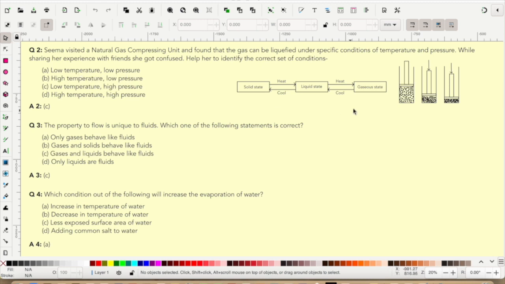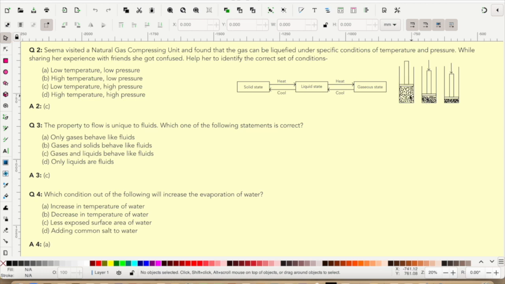Here the gas is getting liquefied, means it is getting cooled, that is temperature is decreasing. So either A or C option is correct. For pressure condition, when piston is pushed down the cylinder, pressure is increased.